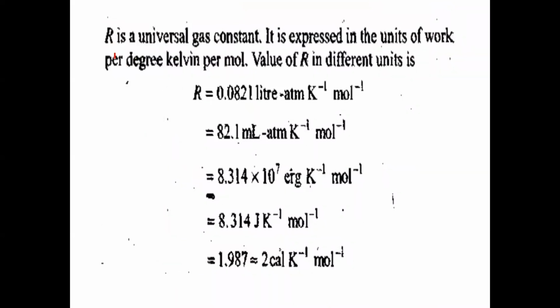Yeah. So next, what is R here? R is called the universal gas constant. That means what? Why do we say universal here? Because it is the same for all the gases. This R value is the same for all the gases. It is expressed in the units of work per degree Kelvin per mole.